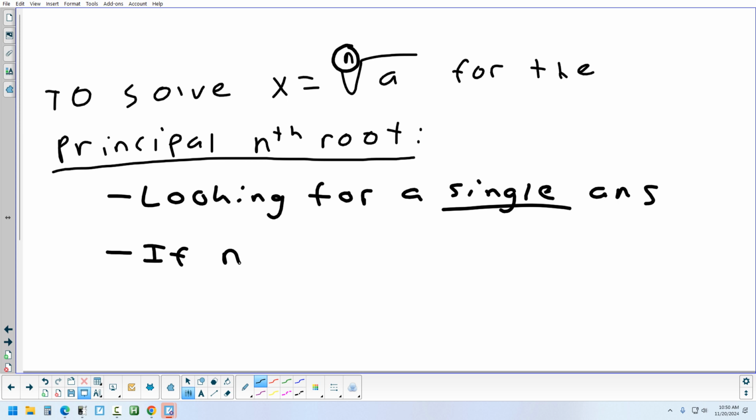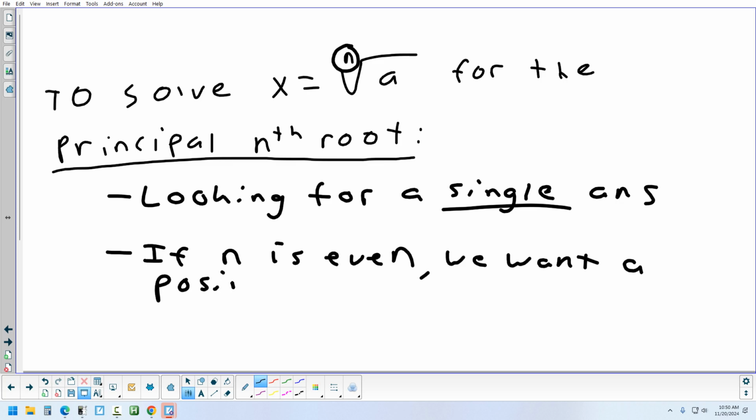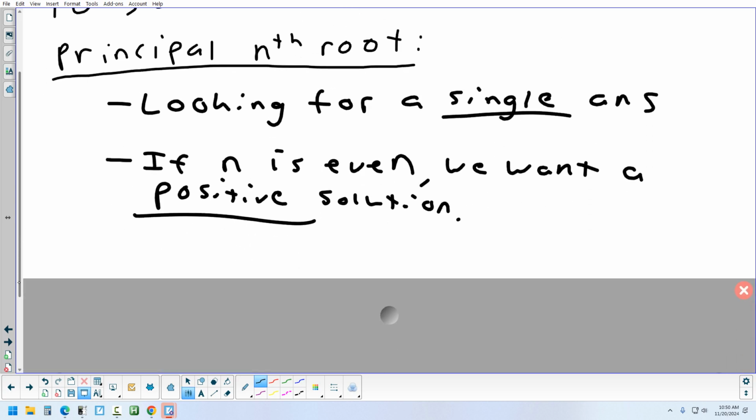So if the index is even, we want a positive solution. We want a positive solution.